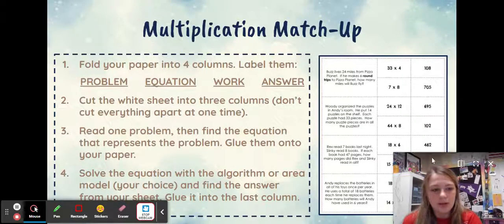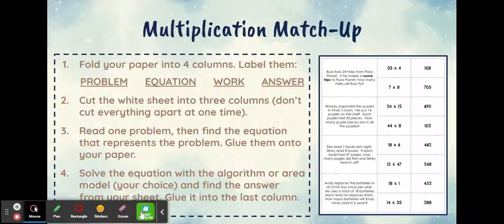We are going to be doing an activity called multiplication mashup. You are going to get, can I move myself? No, I can't move myself. So sad.